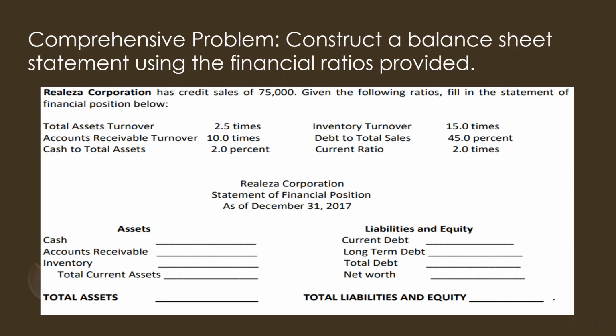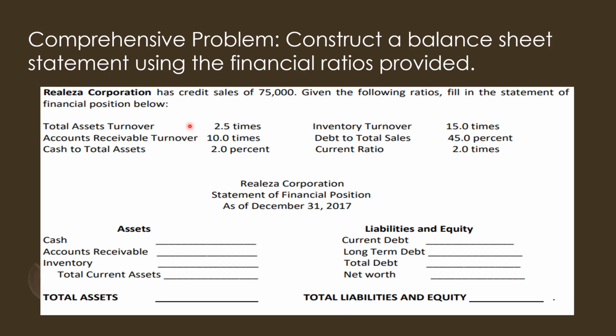Okay, so dito na tayo nagkatalo sa comprehensive problem. Construct a balance sheet statement using the financial ratios provided. So, binigyan ka lang ng credit sales and then puro ratios na yung binigay sa'yo. So, marami nagtatanong, ma'am, paano yon, paano yan? What you're gonna do is to perform a workback calculation. So, una hahanapin mo saan ba rito sa mga items na to ang pinakakonte yung kulang. 'Di ba? Yung tipong isa lang yung X, isa lang yung nawawala.